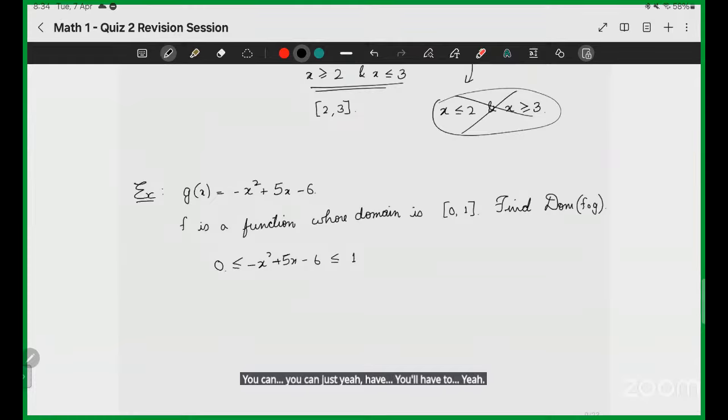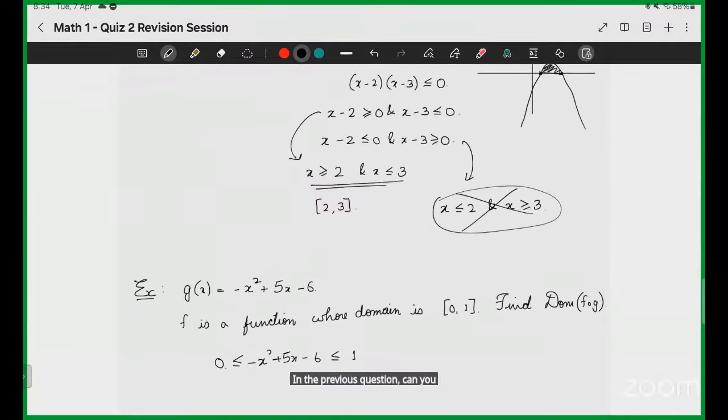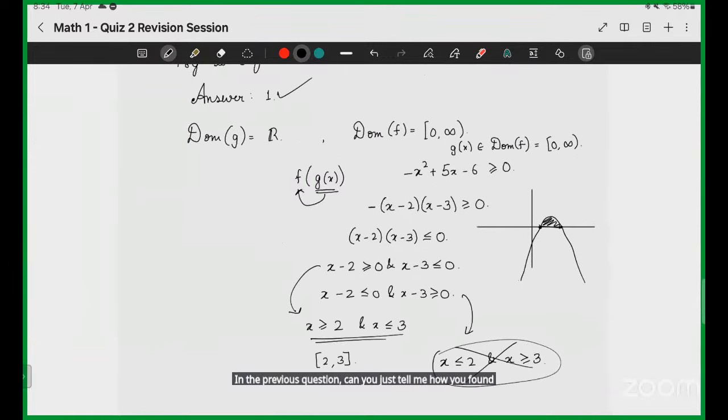You can do this and simplify this and get the interval. Sir, in the previous question, can you just tell me how you found, from that step, that x minus 2 is greater than or equal to 0 and x minus 3 is less than or equal to 0? Do you understand how we got this inequality? Yes.